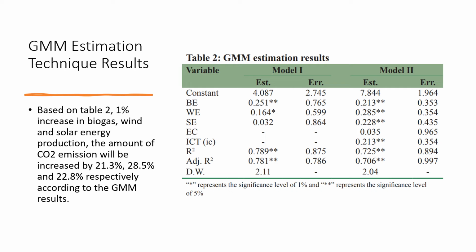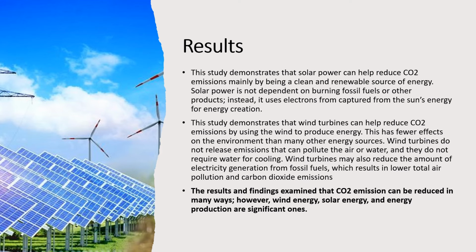So here we're going to discuss the GMM estimation technique results. There were actually only two tables provided in this study and no graphs, but what I can conclude from this table is that for a 1% increase in biogas, wind, and solar energy production, the amount of CO2 emissions will increase by 21.3%, 28.5%, and 22.8% respectively according to the GMM results. And from using the GMM approach and those results, we get to the results of the whole case study.